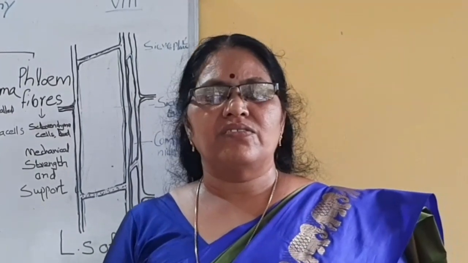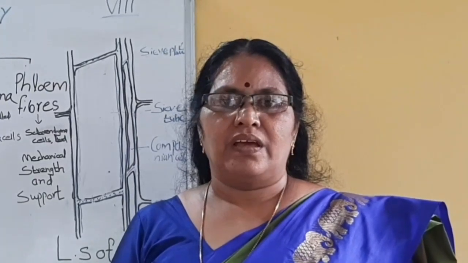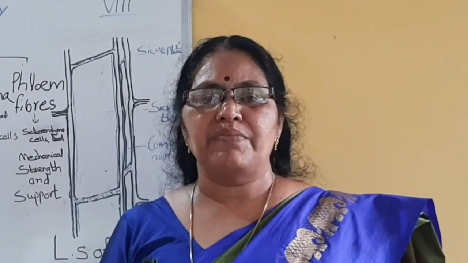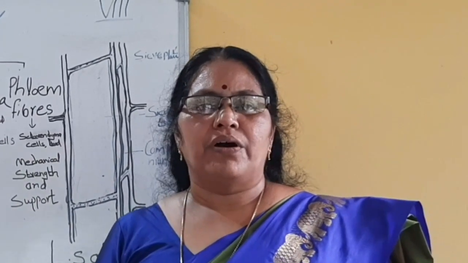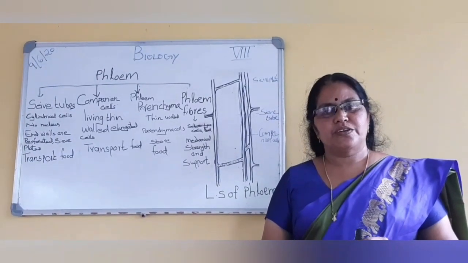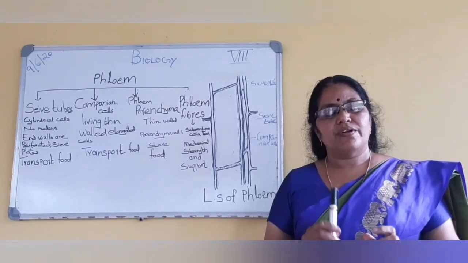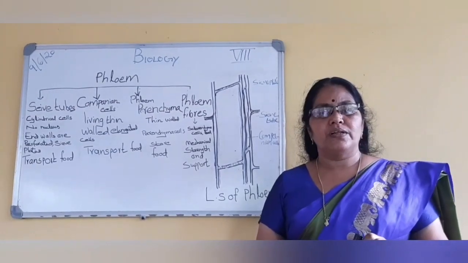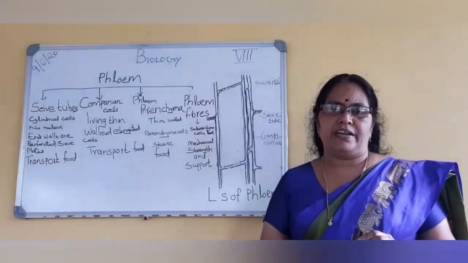In the last class, you studied about the transport in plants. The two main transporting tissues in plants are xylem and phloem. Today, let us study about the phloem. Xylem and phloem are the transporting tissues in plants. Xylem transports water and minerals from the root to upper parts of the plant. But phloem transports the prepared food from the leaf to other parts of the plant.